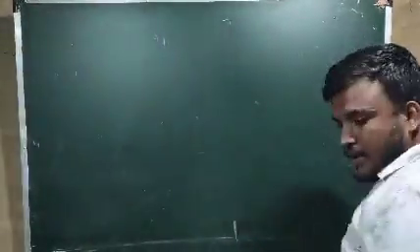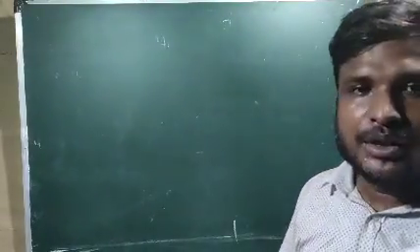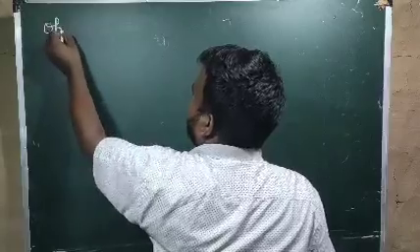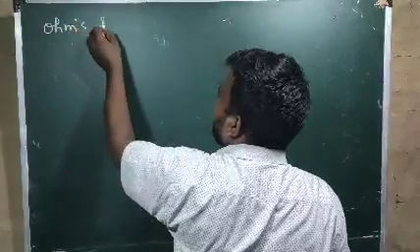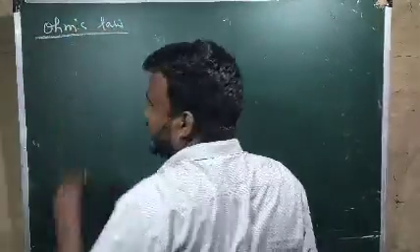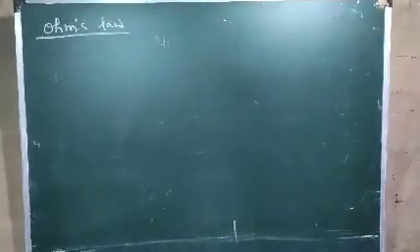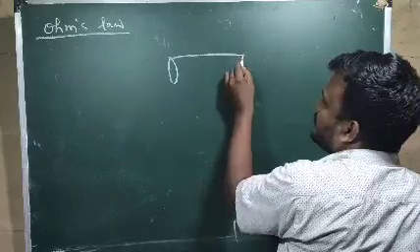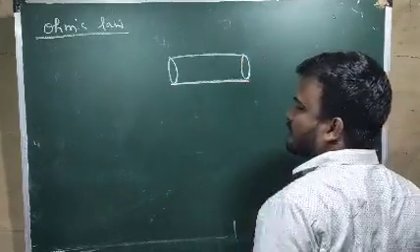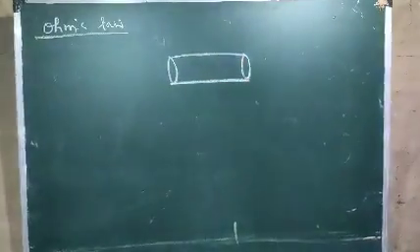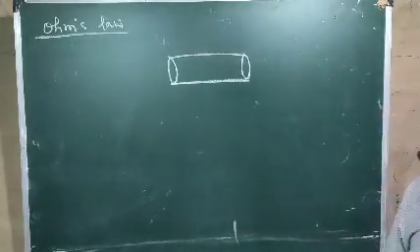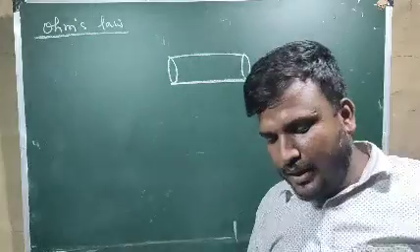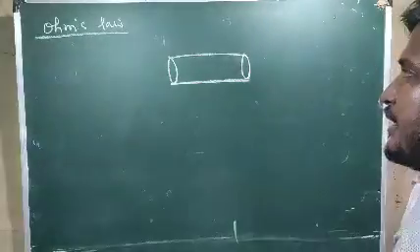Next is very important from examination point of view, Ohm's law. Ohm was a scientist, so he forwarded a law that is called Ohm's law. Now suppose one conductor I take. The conductor conducts electricity because it contains free electrons, but insulator does not conduct electricity. Why? Because it does not have any free electron.